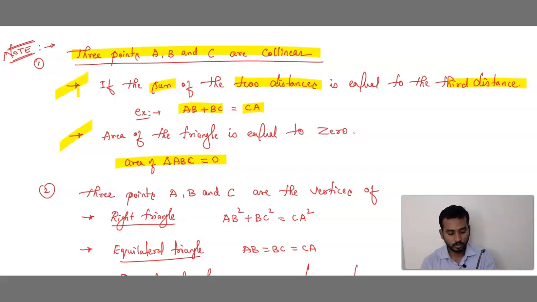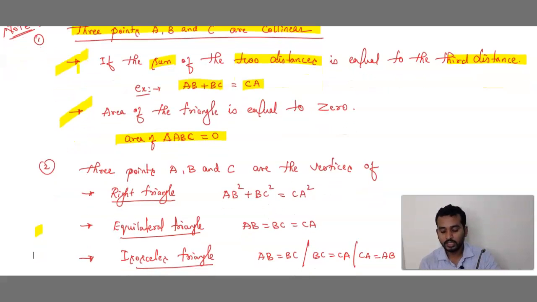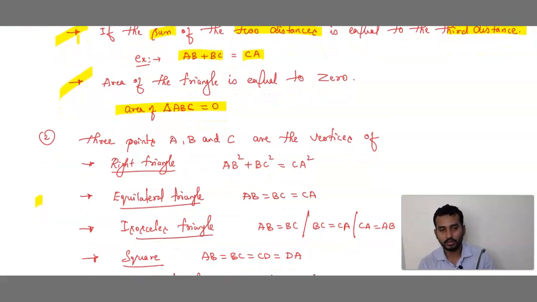Okay, next, note number 2. Three points A, B and C are the vertices of a triangle. They may ask you to prove that the given points, with A, B, C coordinates given, form a right angle triangle. Then you have to use the Pythagoras statement: the sum of the squares of any two sides should be equal to the square of the third side. That is AB square plus BC square is equal to CA square. Sometimes it may be BC square plus CA square is equal to AB square, vice versa. So the square of the hypotenuse is equal to the sum of the squares of the other two sides. That should prove that statement.